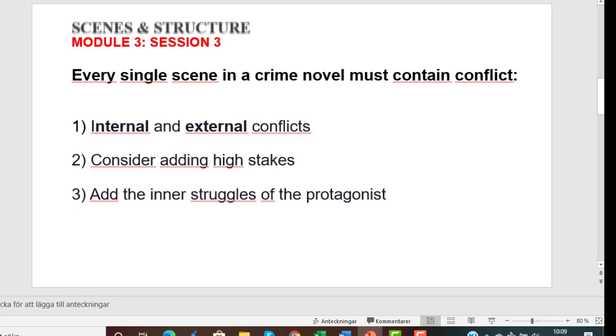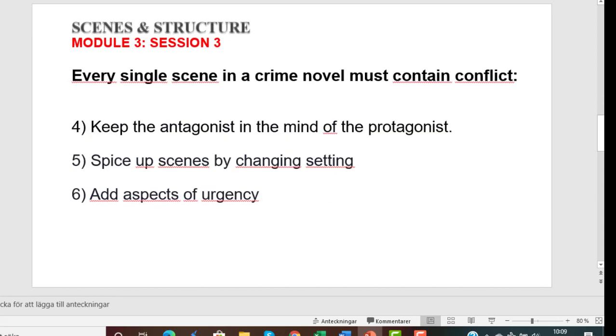There are 6 ways of doing this. You can use internal and external conflicts. Consider adding high stakes. Add the inner struggles of the protagonist. Keep the antagonist in the mind of the protagonist. Spice up the scenes by changing setting. Add aspects of urgency.